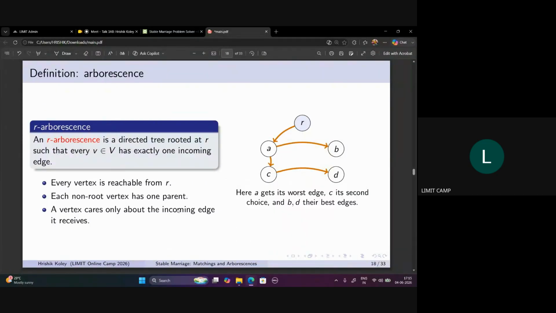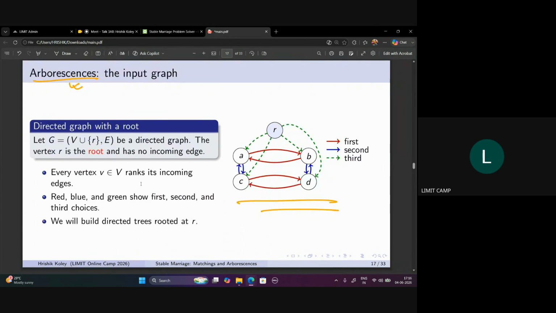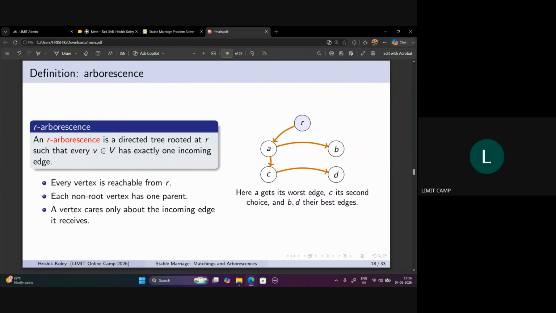So now for the definition of an arborescence. An R-arborescence is a directed tree rooted at R such that every V belonging to the vertex set has exactly one incoming edge. Is the definition clear? Rooted at R means, as the root was defined here, a root is a vertex which has no incoming edge. So you'll see that R is the only vertex that has no incoming edge. Every other vertex has an incoming edge.